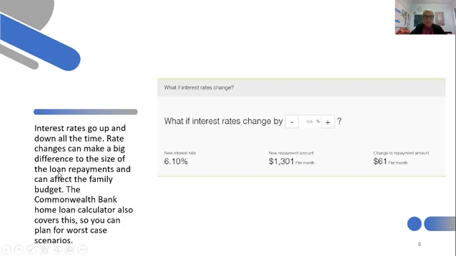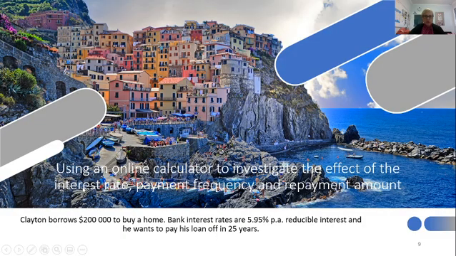Rate changes can make a big difference to the size of the loan repayments and can affect the family's budget. The Commonwealth Bank Home Calculator also covers this, so you can plan for your worst case scenario. So if you upped it by 0.5 and down by 0.5, it changes it. So if we use an online calculator, we're going to investigate the effects of this. So let's look at this.